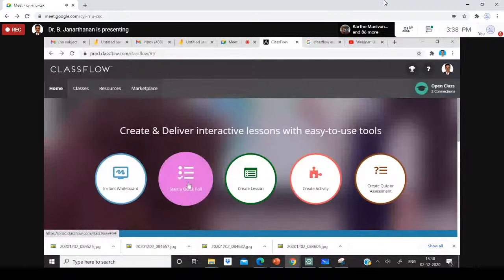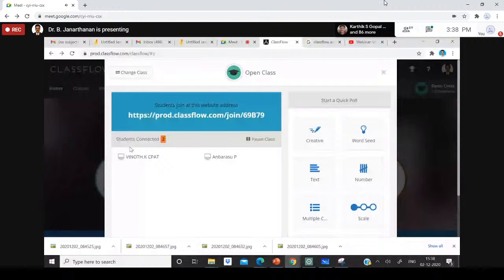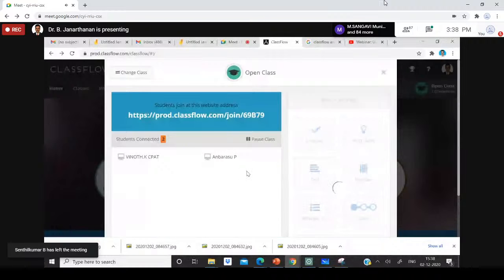Some of you can see, when I ask some question, Vinod, K, CPAT and Anbaras are available, you can just type something. When I ask some question, like what is the size of an A4 size drawing sheet, and I click on this text, you can type in from your screen and send it to me. When you say submit, it will immediately reach me. For some reason it has become very slow, so you may not be able to do polling.